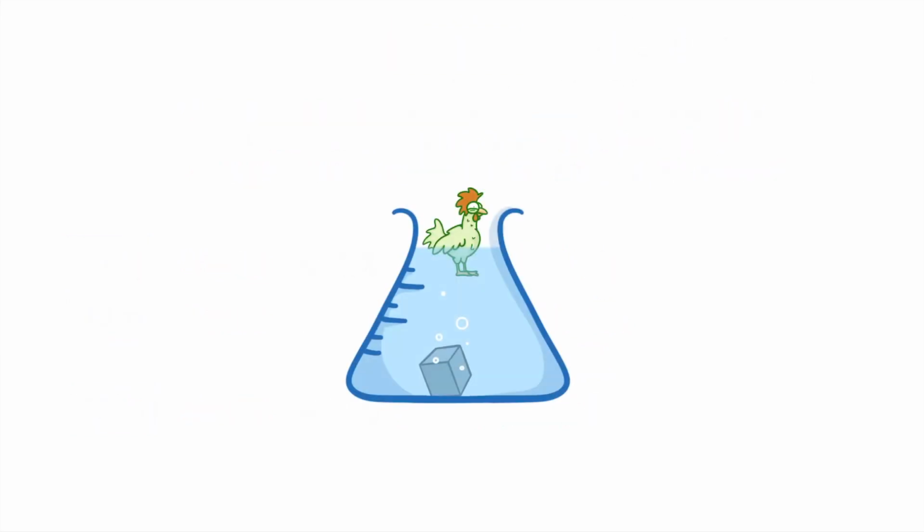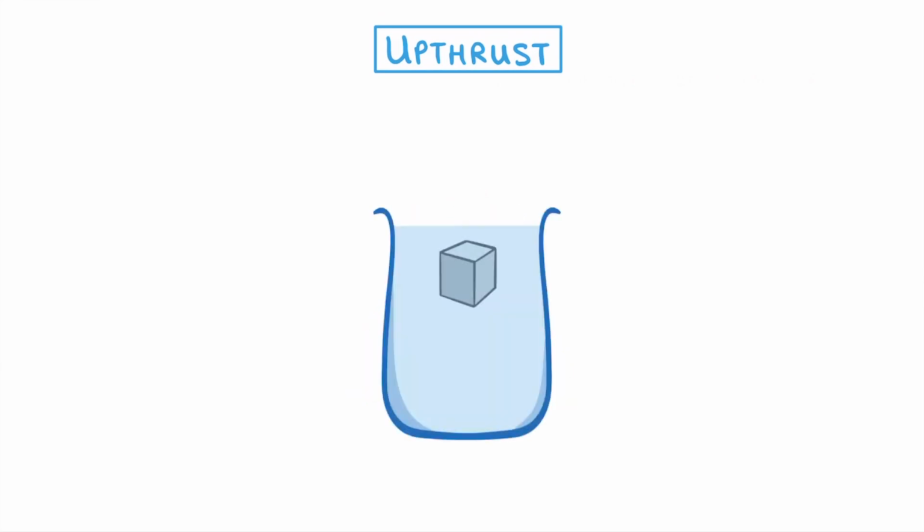The next thing we need to look at is why some objects float while others sink. And for this, we need to understand upthrust. Let's imagine that we have a box that's submerged in water. Due to the collisions of all the tiny water molecules around the box, the surrounding water will exert forces on the box from all directions.